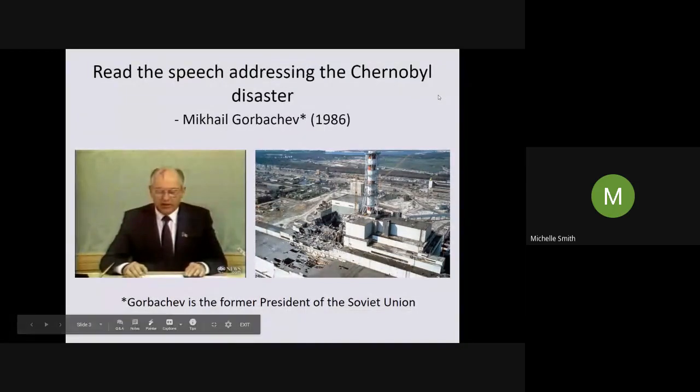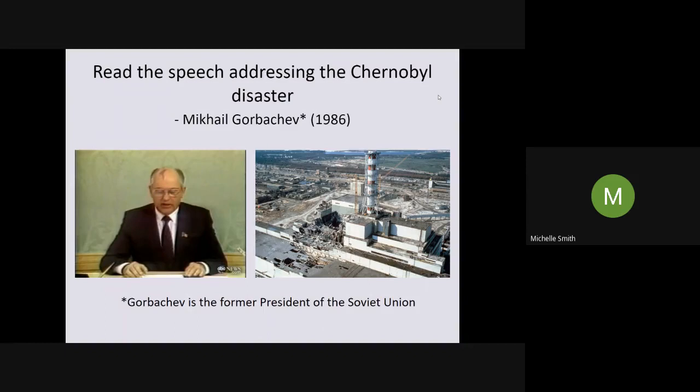So the speech was delivered by a man named Mikhail Gorbachev in 1986. I'm not sure how many days after the disaster happened that this was delivered, but it was actually a televised speech. So I've snapshotted the picture of him reading it there on the TV. That's President Gorbachev. So he was the former president of the Soviet Union, at the time that this happened.